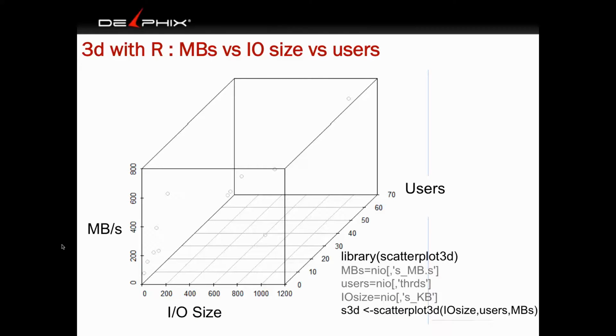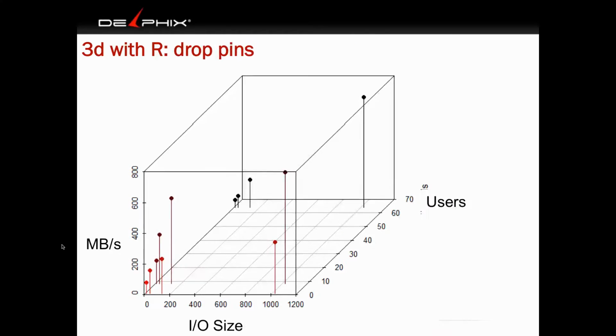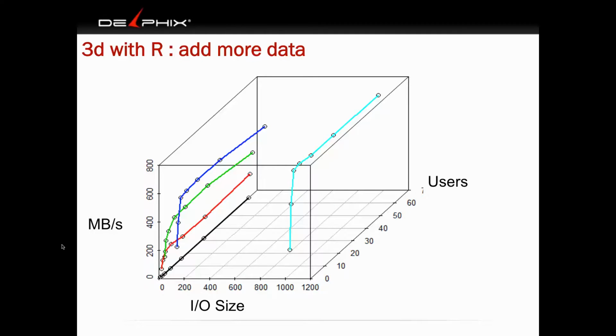So this is R. Actually really easy. This is all the commands I ran here, and I gave it a data set, and it sliced out the three columns I wanted. So I import the library, scatterplot3d, slice out my three columns, and then I plot them. Boom. You can't see it really well, probably, on the slide, but with R we just add a few tweaks. We have drop pins. We can actually draw lines, so now I can see my different IO size tests easily.